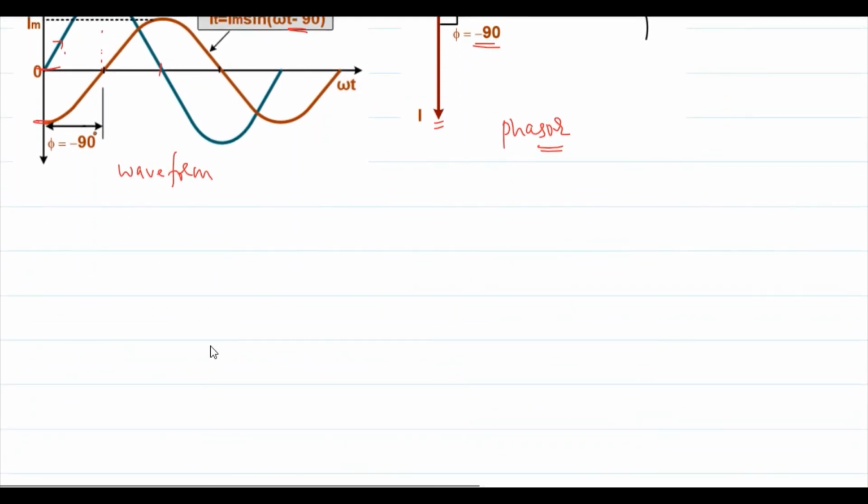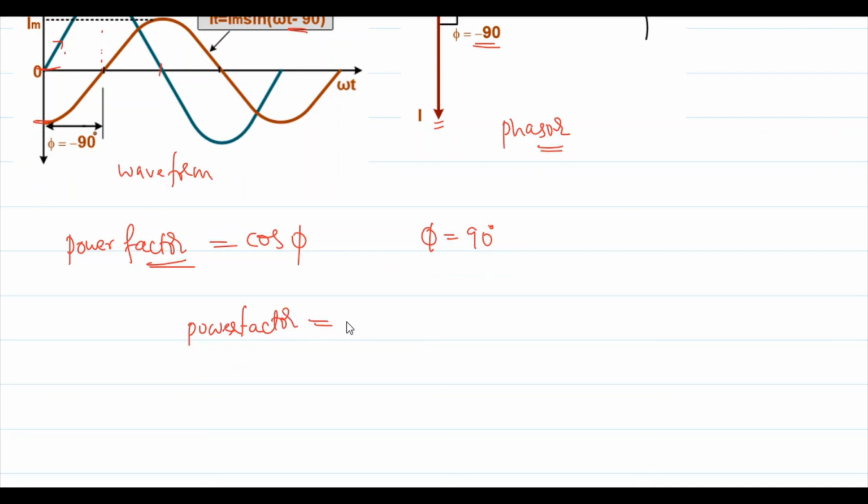Now, if you see the power factor of this purely inductive circuit, we already know that it is equal to cos of phi, right? Here phi we got is equal to 90 degrees. Therefore, the power factor of this purely inductive circuit is equal to 0, because cos 90 is equal to 0, as we already know. So the ratio of actual power to apparent power is actually 0 in this purely inductive circuit.